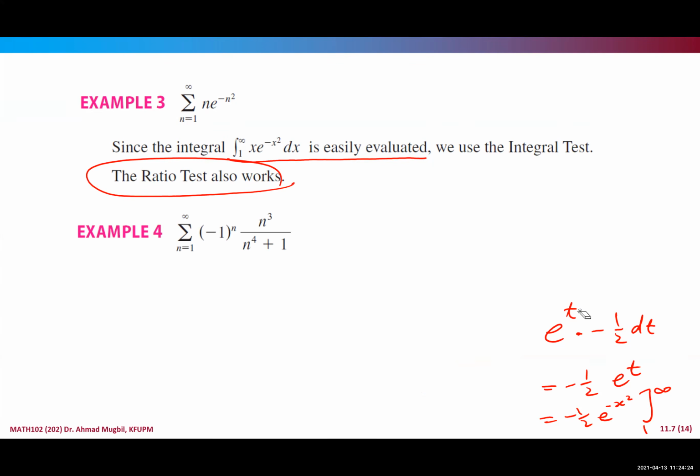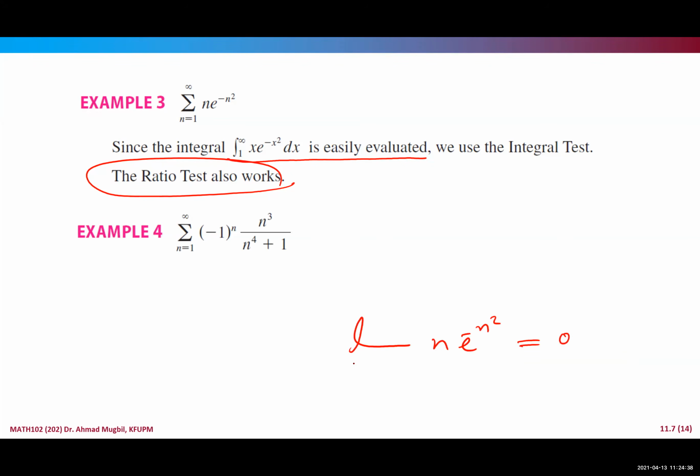I have a question. What is your question? Quickly, Muhannad. In example 3, can we use the nth term test? What is the limit of n e to the power negative n squared? It is 0. Yes. So, if the limit of the nth term is 0, so what? It converges.